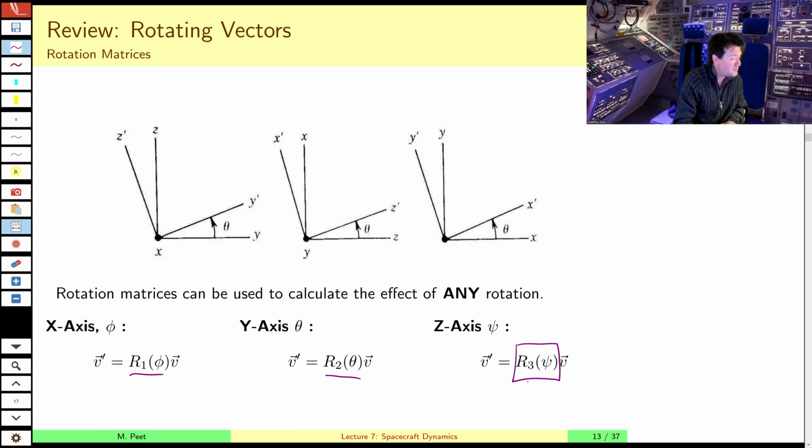But again, I want to emphasize that what we're doing here is rotating the vector V in the original coordinate system to a new vector in the same coordinate system. In this case, the axes don't change. This is just a rotation of the vector.